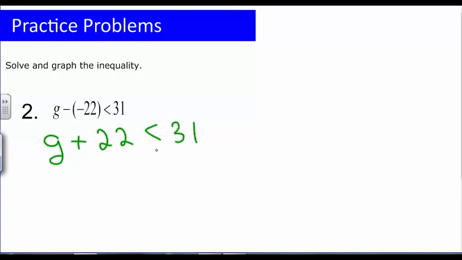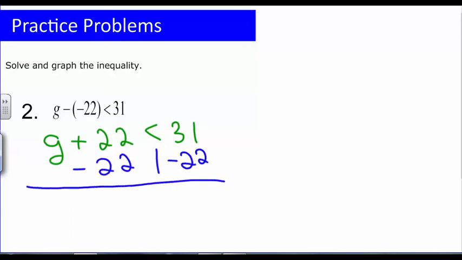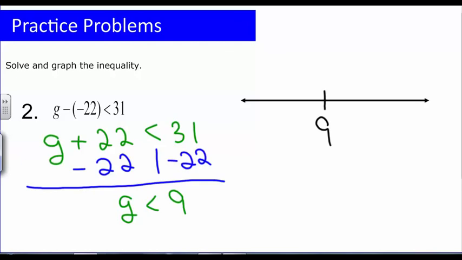And now I just want to zero out the constant on the variable side. So I'm going to subtract 22 from both sides. And I get G is less than 9. That's my solution. I want to graph it. So I make my number line. I mark my boundary here at 9, since that's what G is less than. And I see it's G is less than 9, not equal to 9, so I have an open circle. And I ask myself, what numbers are less than 9? All numbers like 8 and 0, all the numbers to the left of 9 are less than 9.